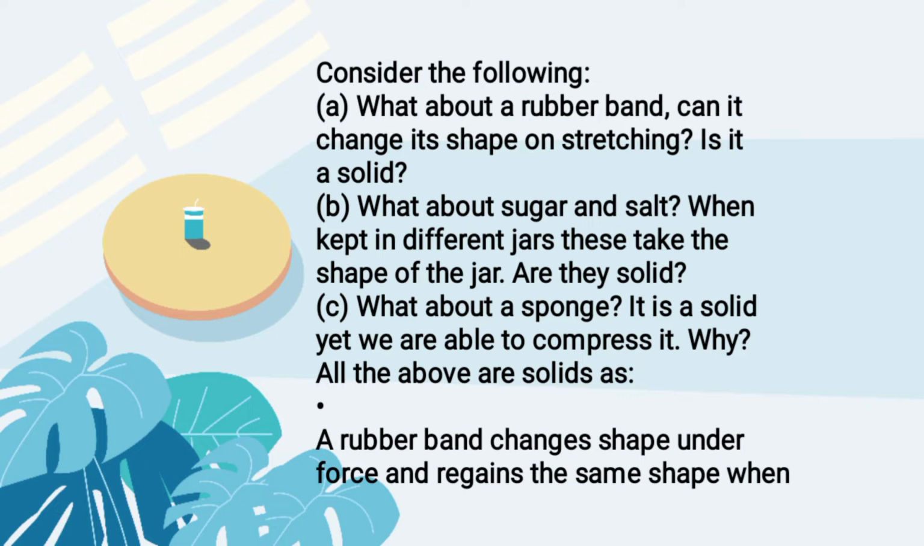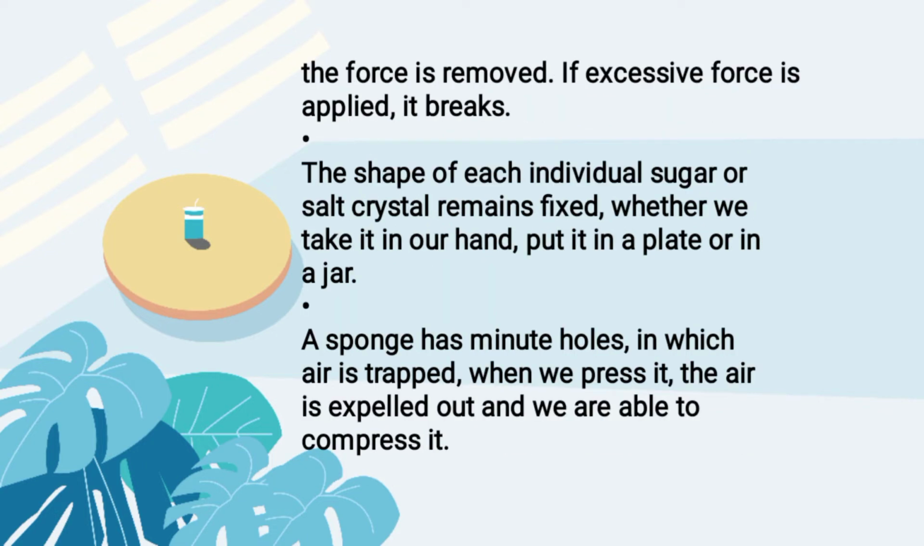All the above are solids, as a rubber band changes shape under force and regains the same shape when the force is removed. If excessive force is applied, it breaks. Yes, we know this. Whenever you stretch a rubber band, it changes its shape, and if you let it go back, it regains its original shape. But if you overstretch it, it breaks.